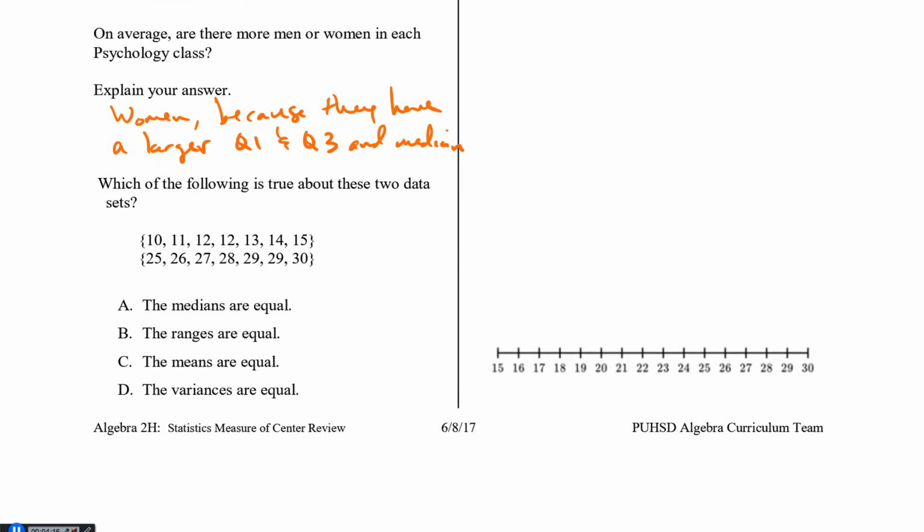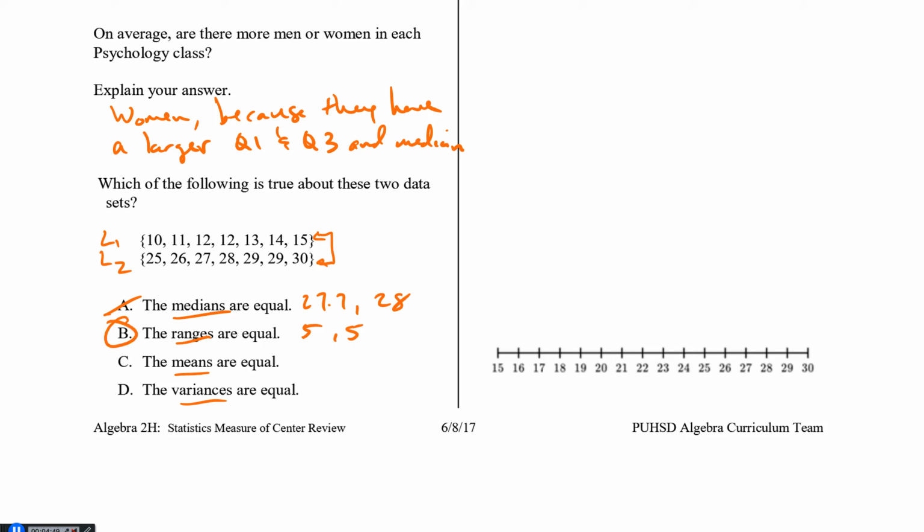Which of the following is true about these 2 data sets? So the first thing you're going to do, which once again I'm not going to show this part, is use your calculator, create 2 lists, and then evaluate using the lists the means, the medians, the ranges, and the variances. So if I call this list 1 and list 2, the medians for the 2 lists are 27.7 and 28, so those aren't the same. The ranges are 5 and 5, so those look like they're the same.